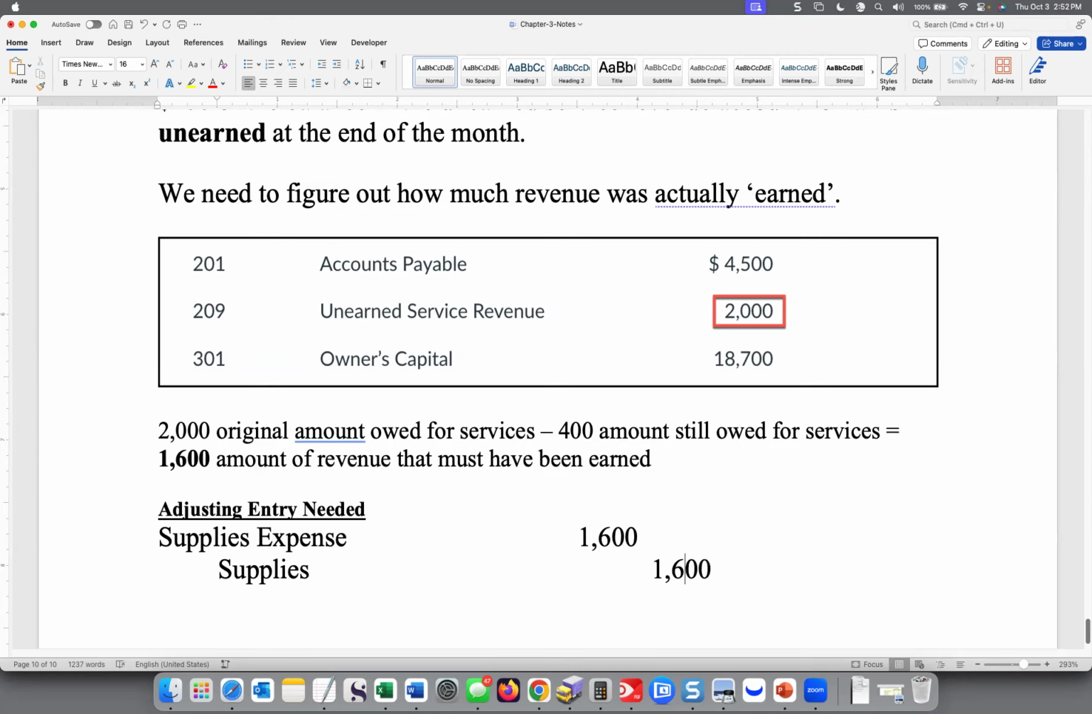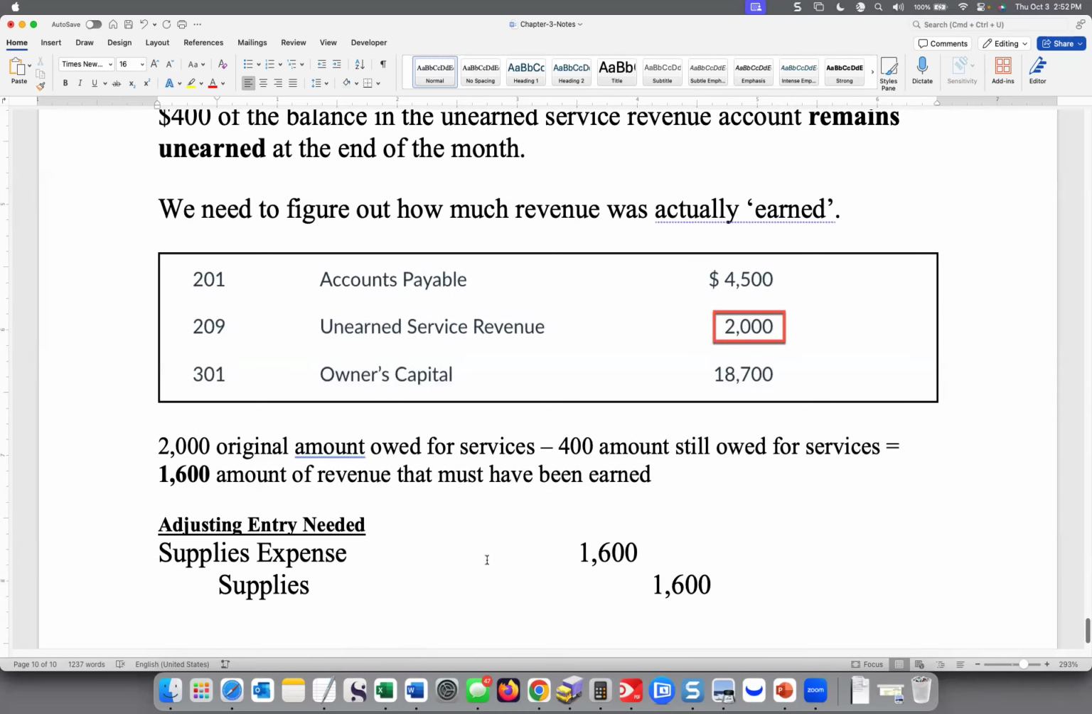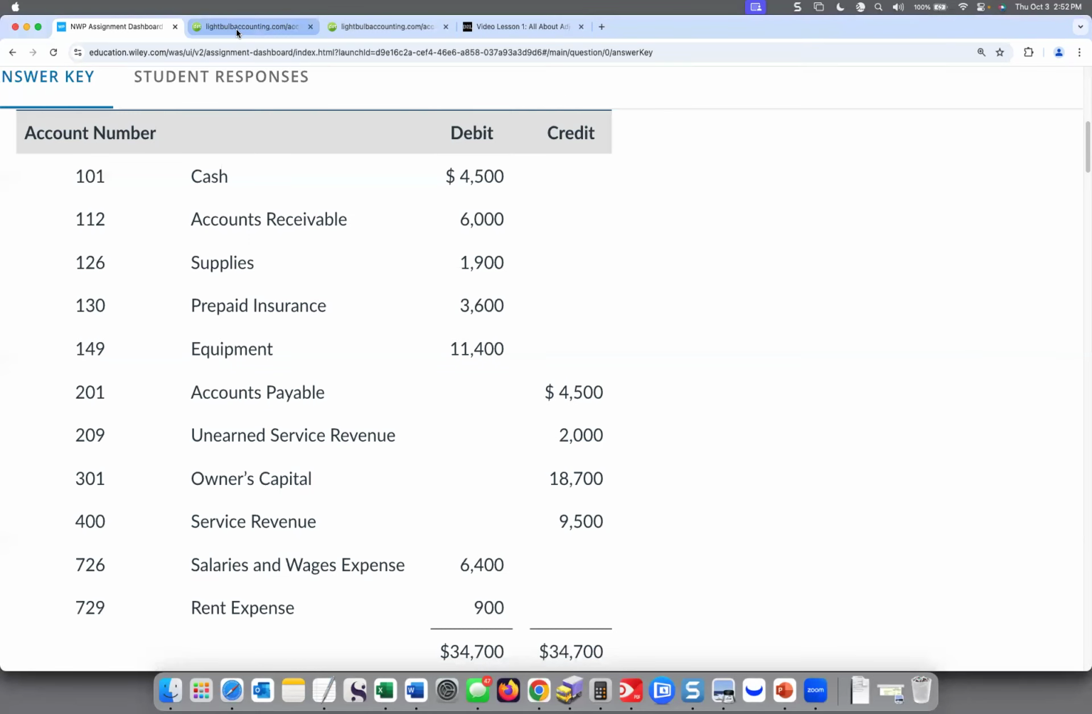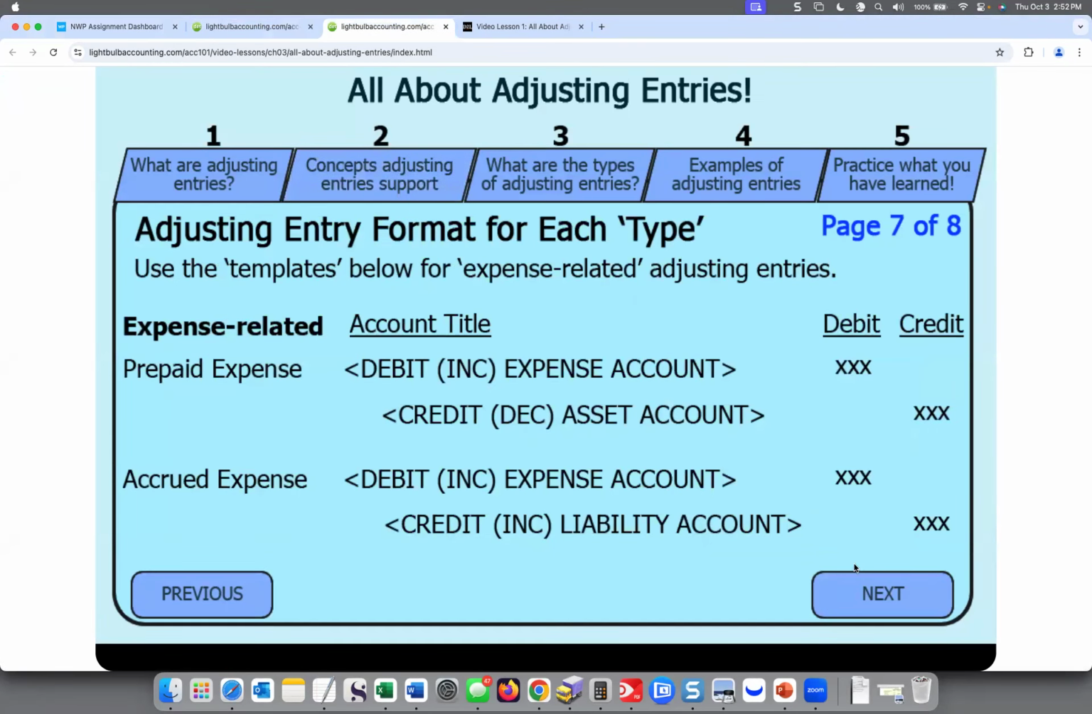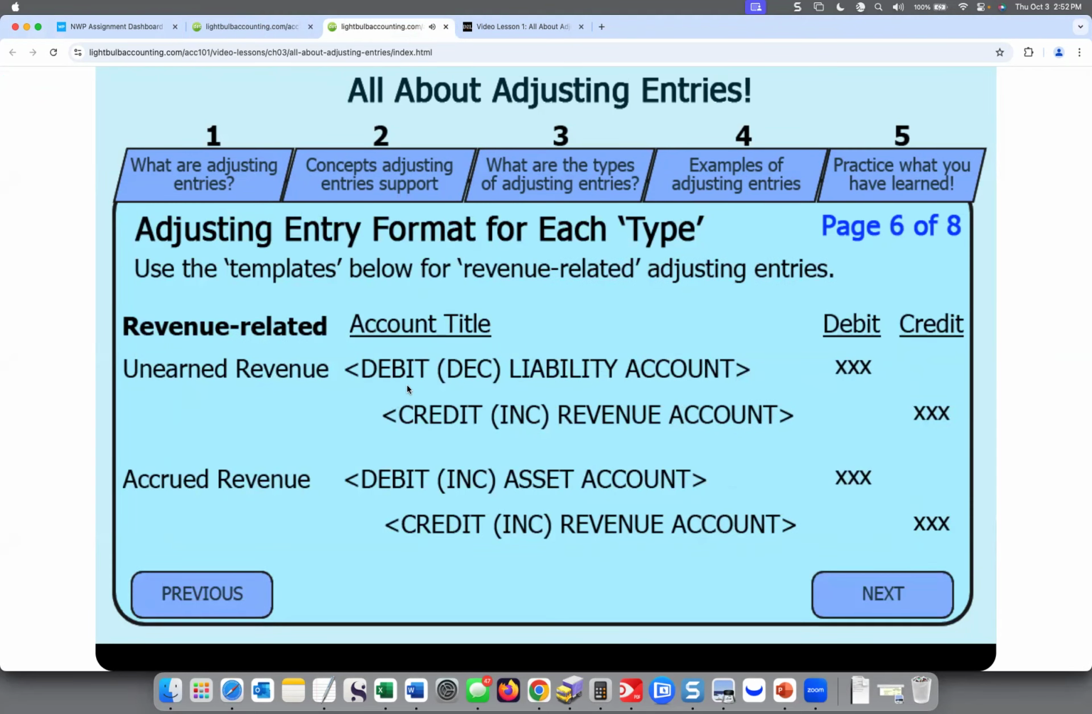Credited 1,600 to which account? Well, when you credit a liability, what does that do to it? Actually, I'm sorry, go ahead. I didn't mean to interrupt you. To clarify what I was going to say: this is an unearned revenue adjustment. So when we look at that template, we're going to debit or decrease the liability. Instead of crediting it, we would want to debit it.